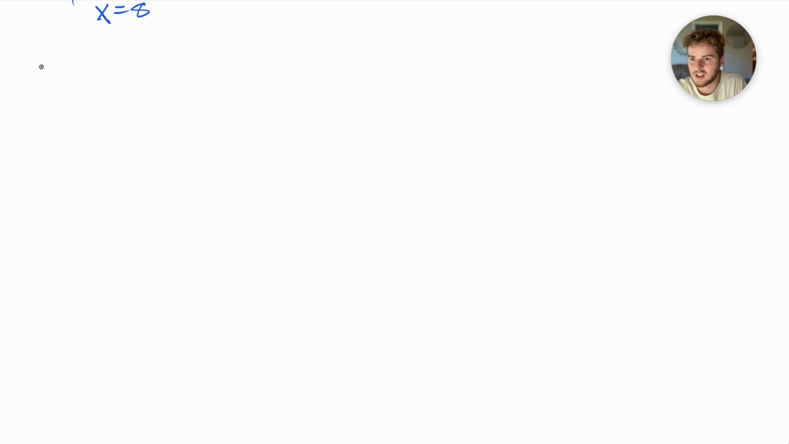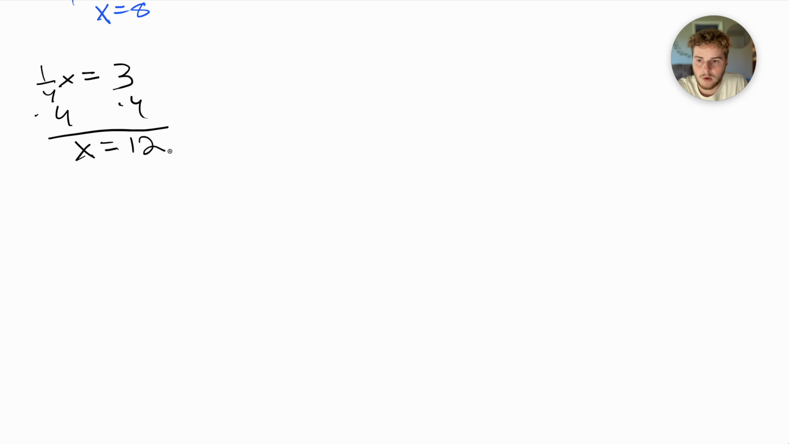Let's look at another example quick for division. 1 over 4x equals 3. We won't go so specific like the last one, but rather we're just going to multiply by 4 because we have a 4 in the denominator here. What you do to one side, you do to the other side. We're going to have x left over on the left, 3 times 4 on the right, and that's 12.